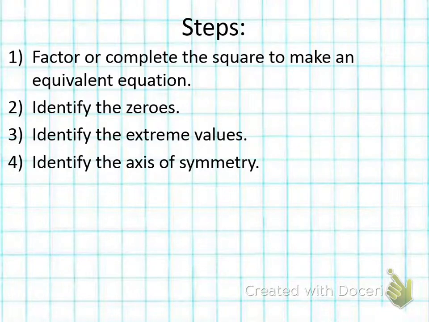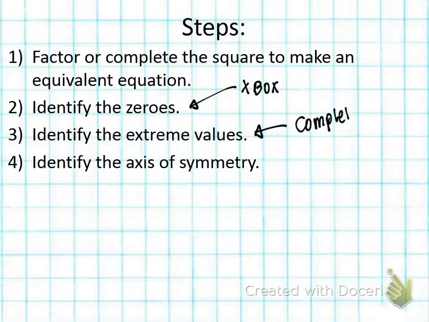So here are the steps for today. Factor or complete the square to make an equivalent equation. Then you're going to identify zeros. The easiest way to identify zeros is to use X-box. When you want to identify extreme values, you want to use complete the square. And then if you want to also find the line of symmetry, you also want to complete the square. Okay. So we have to use both methods.